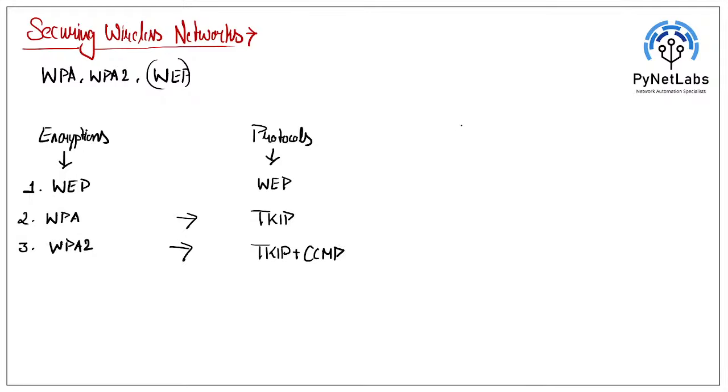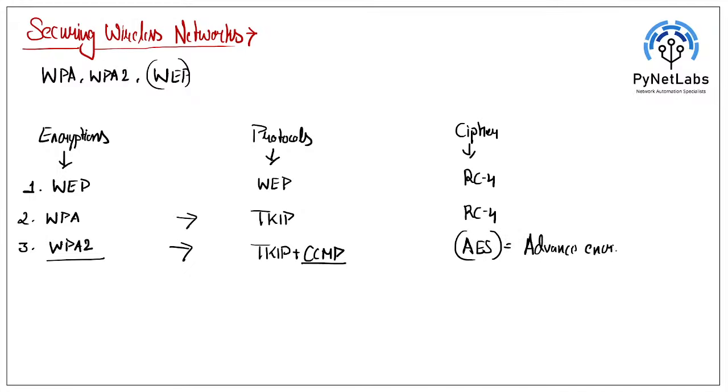Now we have the ciphers, like what cipher these protocols are going to use with their algorithms. WEP is going to use the RC4 cipher. TKIP is also going to use the RC4 cipher, whereas the CCMP protocol, or WPA2, is going to support AES encryption, which is considered the Advanced Encryption Standard. So this is how we are going to select all these protocols, and let me tell you the full forms as well.